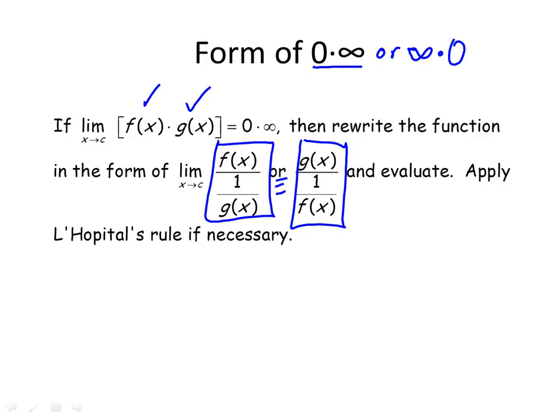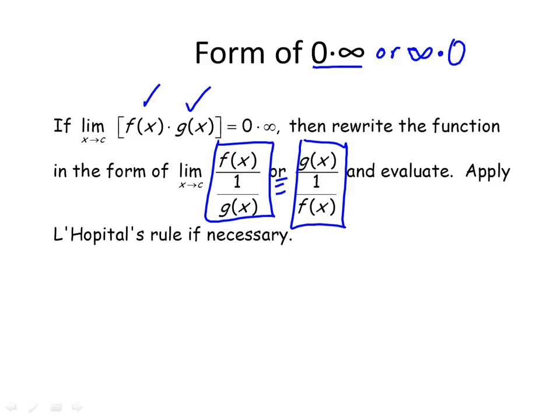If you have a product and you come up with 0 times infinity or infinity times 0, the first thing you need to do is try to apply the limit. And if you apply the limit and you come up with 0 times infinity or infinity times 0, then you need to change it into this form. You need to change it into your quotient.